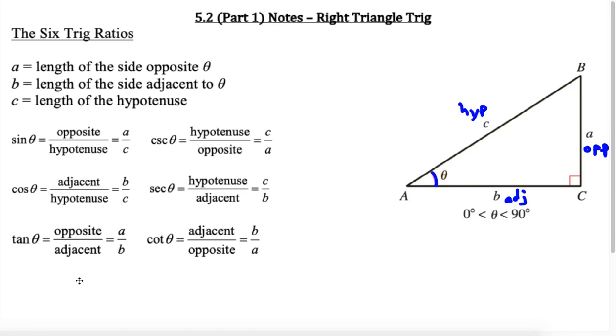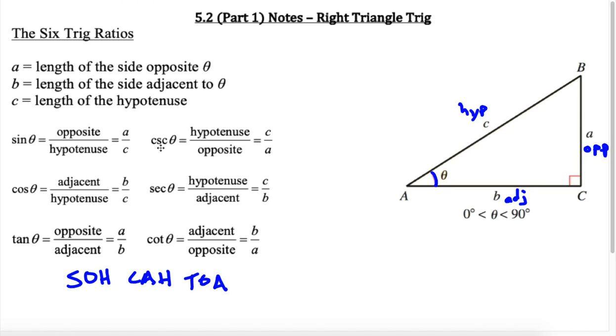Remember, the shortcut, or the little memory tool for that, was SOHCAHTOA. Right? Sine is opposite over hypotenuse, cosine is adjacent over hypotenuse, and tangent is opposite over adjacent. All right. We're going to introduce three more trig functions in this section: cosecant, secant, and cotangent.